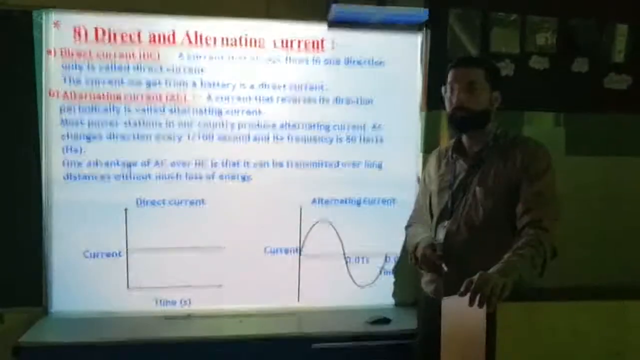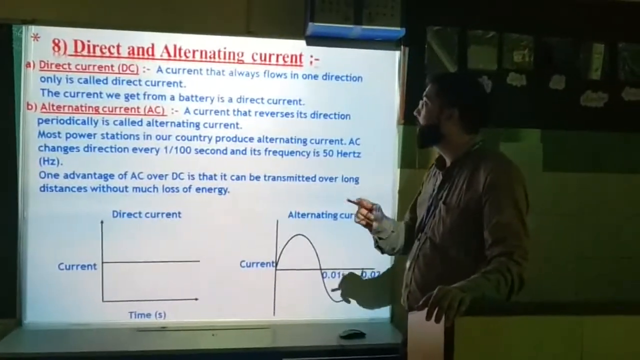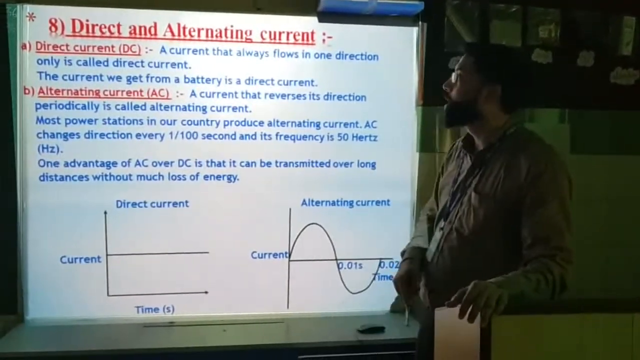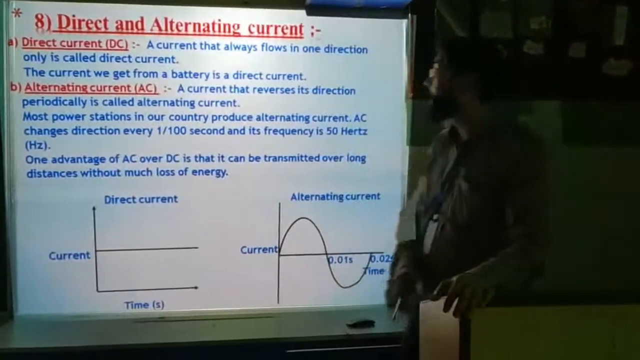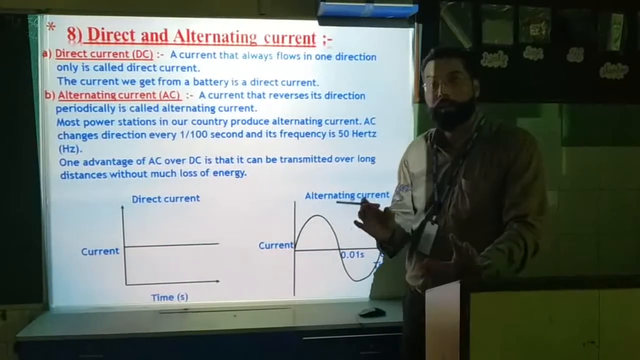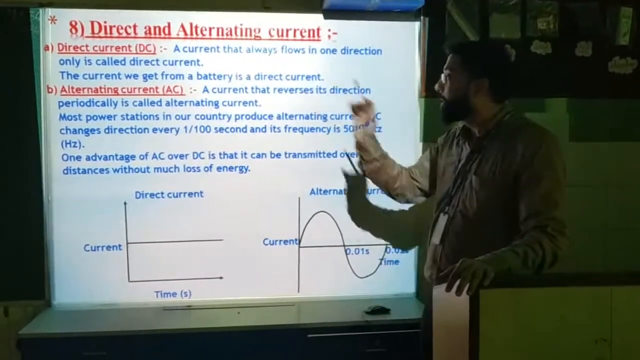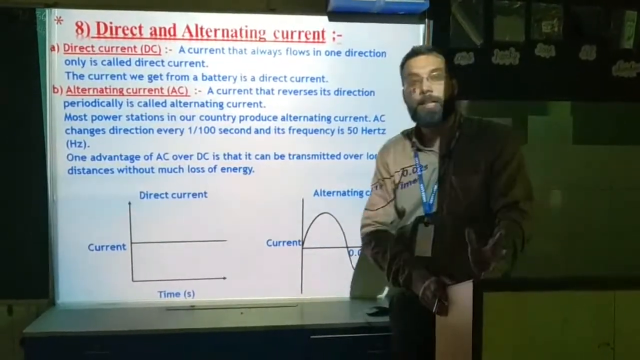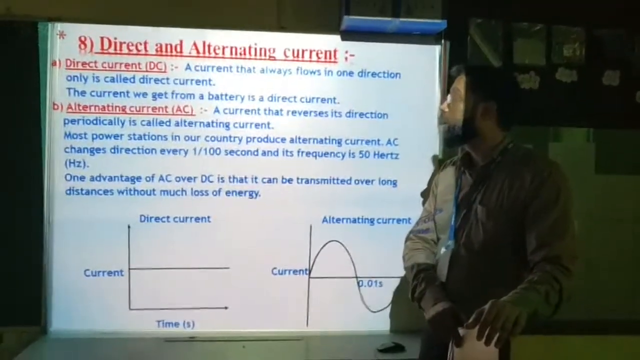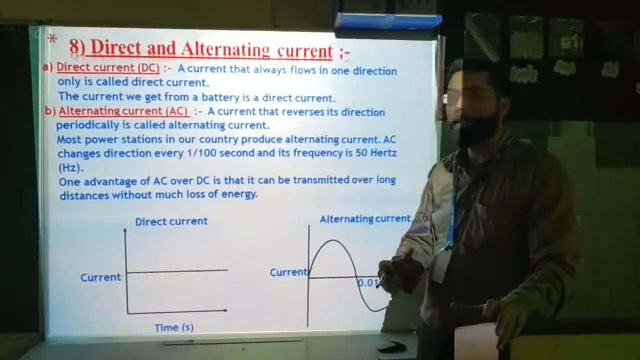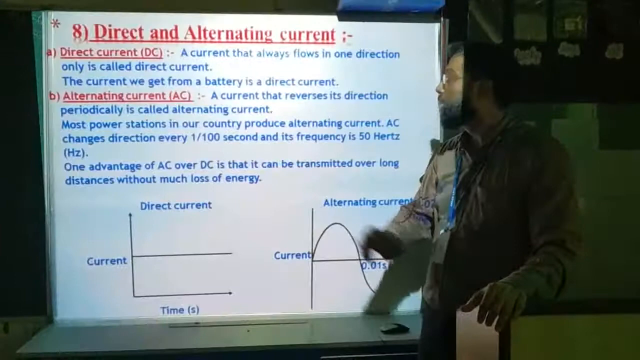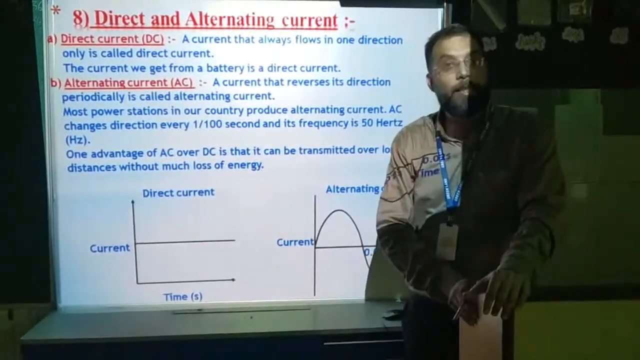Next is direct and alternating current, also known as DC and AC. So first, direct current. A current that always flows in one direction is called direct current. The current we get from a battery is a direct current. Now the sources of DC are DC generator and a dry cell or photovoltaic cell. The frequency of DC is 0 Hz.